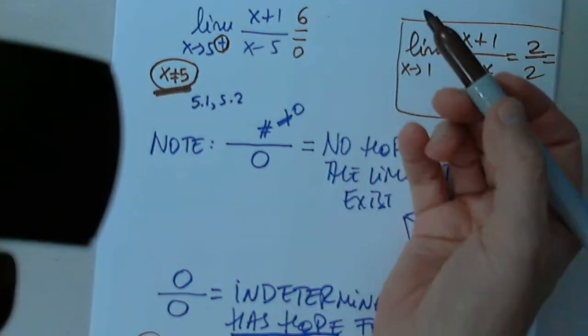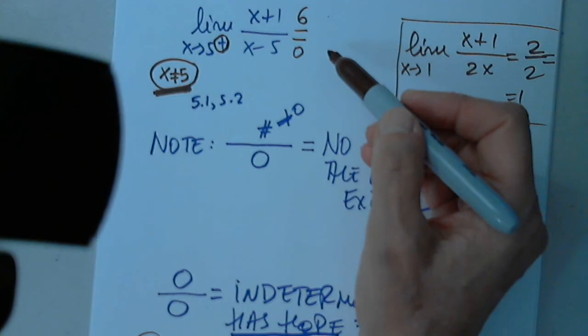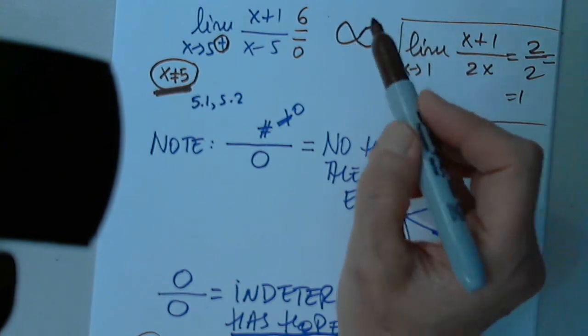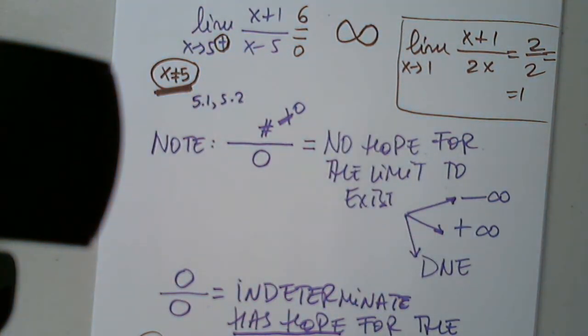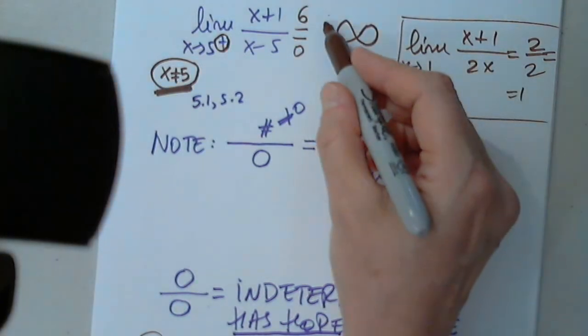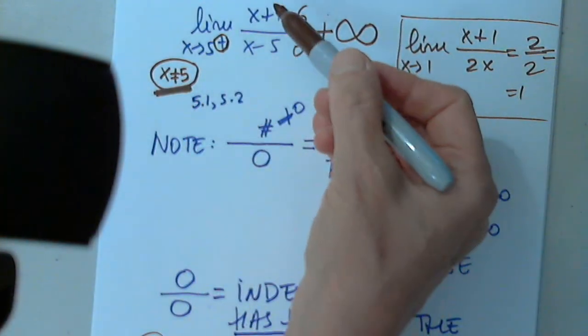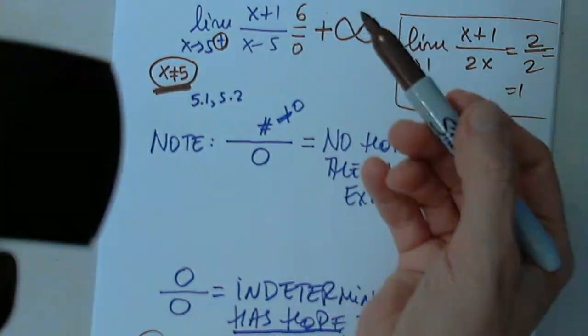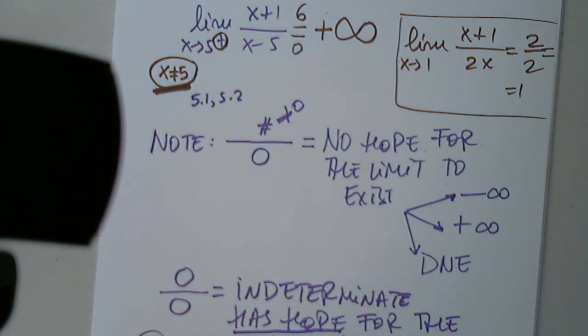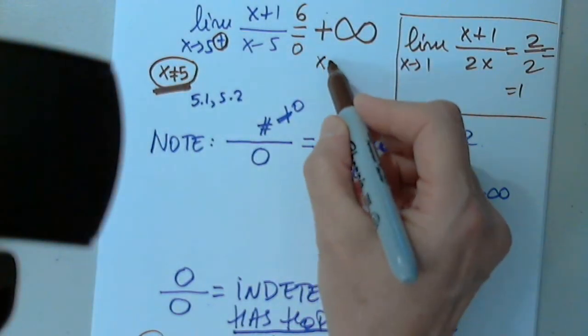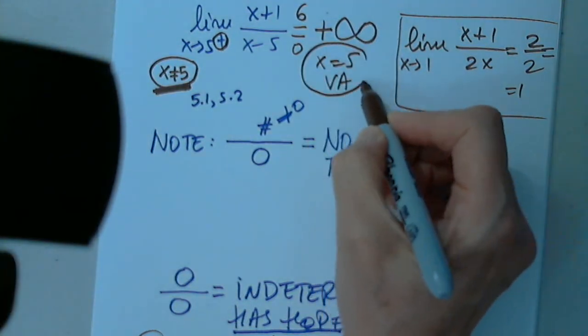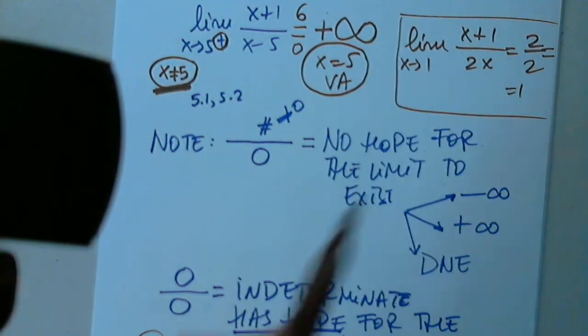It's 6.1 over 0. I only need the sign. I don't need any calculations. I know the answer is infinity. I only need the sign. By plugging in 5.1. Is it positive? That's it. That's all I wanted. Because it's coming with numbers larger than 5. This is always positive. This is always positive. So the answer of a positive must be positive. And of course, I know that x equals 5 is a VA. I have to write that down every time I get an answer like that.